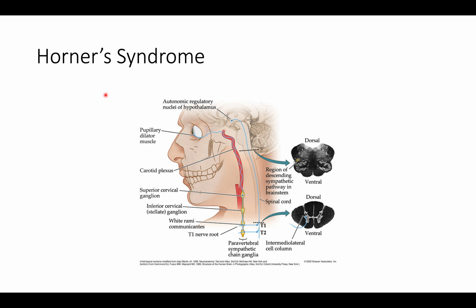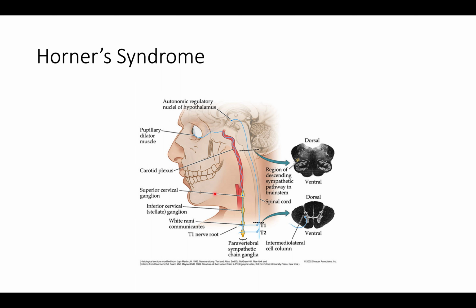So Horner syndrome. Horner syndrome is characterized by many things, but the most common are three: pupillary constriction, ptosis, the eyelid going down, and anhidrosis. Anhidrosis means there is loss of sweating, no sweating. So these three symptoms are very characteristic of Horner syndrome.